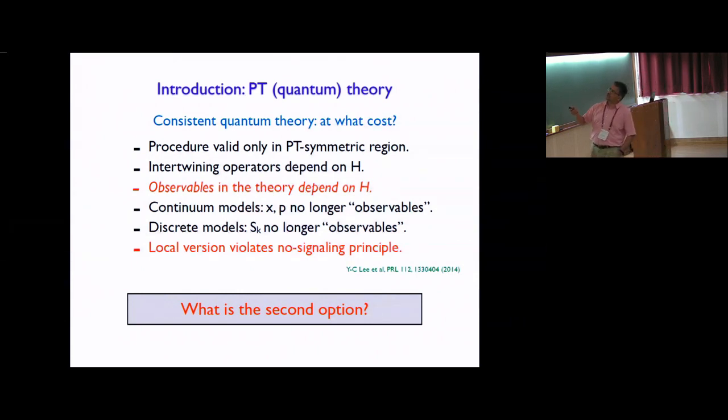The other cost is that the intertwining operator, or the metric operator, or whatever you want to call it, depends on H in general. Therefore, the new inner product that you are using to make a self-consistent quantum theory depends on H. So you change the system, and you change the definition of how you calculate observables, because the inner product is how we calculate observables. For example, in discrete models, that means spin operators do not remain observables, by which I mean they will not necessarily give you a real expectation value under this new inner product. There are some fundamental issues as well.